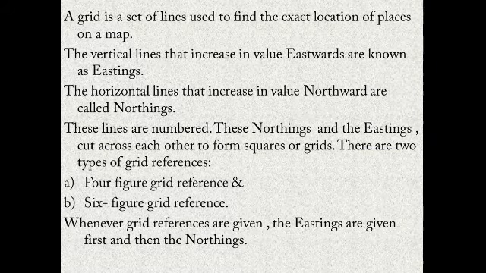Whenever grid references are given, you should write the eastings number first, and only then the northings number. Suppose the eastings is 25 and the northings is 72, then it is 25, 72. That way you have to write. Don't write the northings first. First you have to write the eastings, and only then the northings. Then only can you mention the 4-figure grid reference clearly.